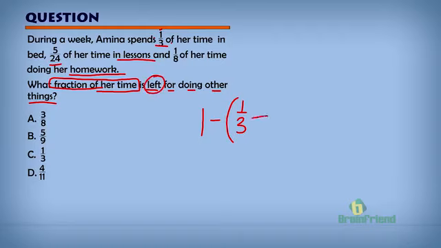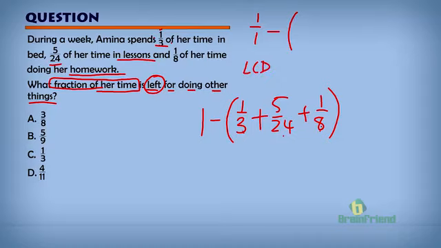So we have 1 over 3 plus 5 over 24 plus 1 over 8. Remember our rules: 1 is a whole number, and we express it as a fraction by saying 1 over 1. So let's simply say 1 over 1 minus all of this. How do we add this when we have different denominators? We need to quickly find the LCD and get them to have the same denominator.